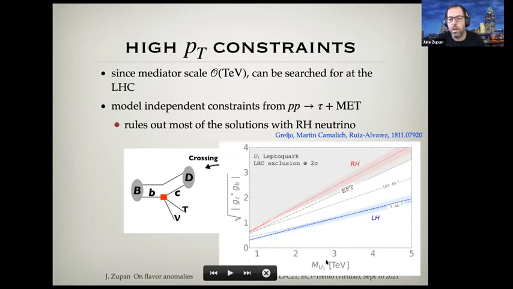So that's what's plotted here. Pick a mediator, let's say we pick this U1 vector leptoquark. The red band means a right-handed neutrino is assumed for the explanation of the anomaly. There's a tiny region here where this U1 is light, and you have reasonably small couplings g_c, g_b, while the left-handed coupling solution would be probed with, let's say, high-luminosity LHC.